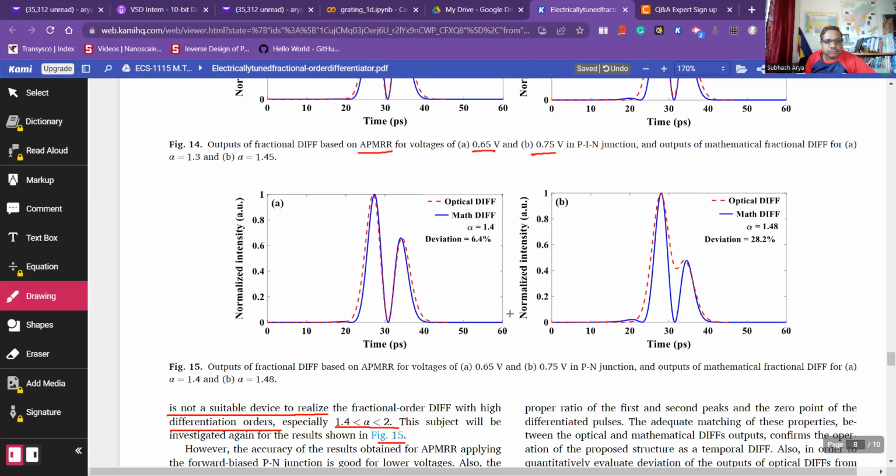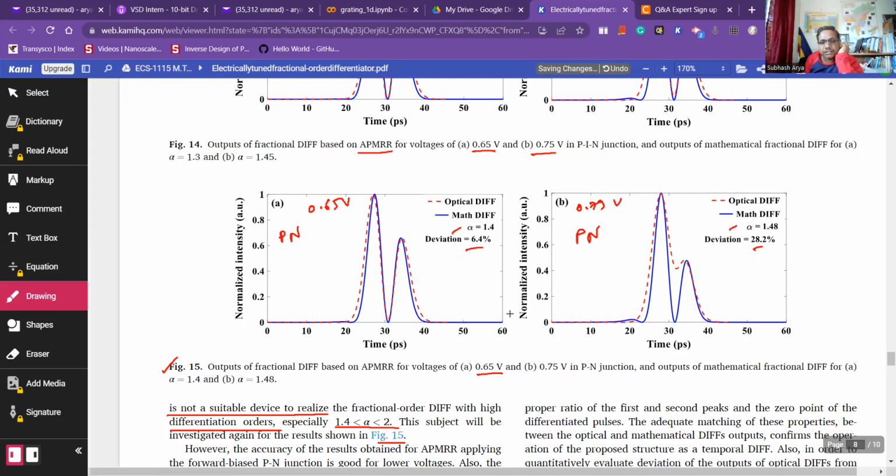And now coming to figure 15, output of a fractional differentiator based on an all pass MRR for voltages of 0.65. So again, same voltage here 0.65 voltage, and here 0.75 voltage in PN junction. So earlier it was PIN, now it is a PN junction. So PN junction should be in reverse bias, that we have to see. The output of mathematical function differentiator for alpha 1.45 and 1.48. Deviation is 6.4 and 28.2.